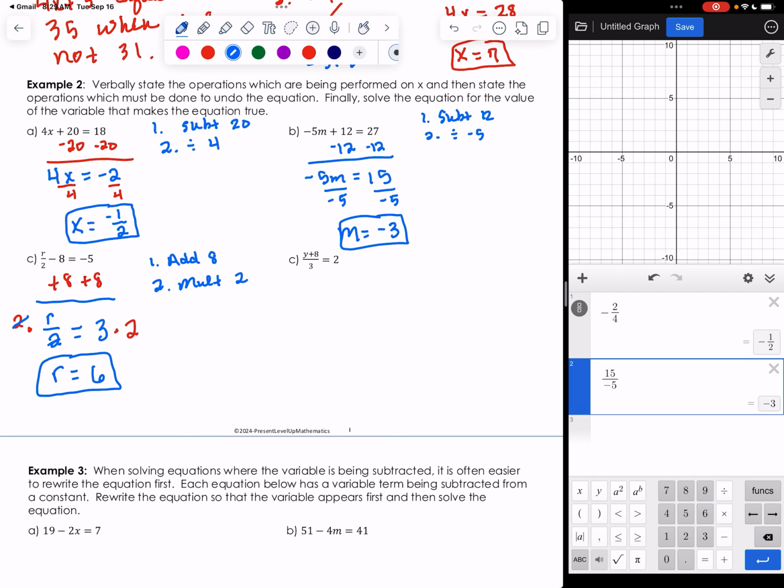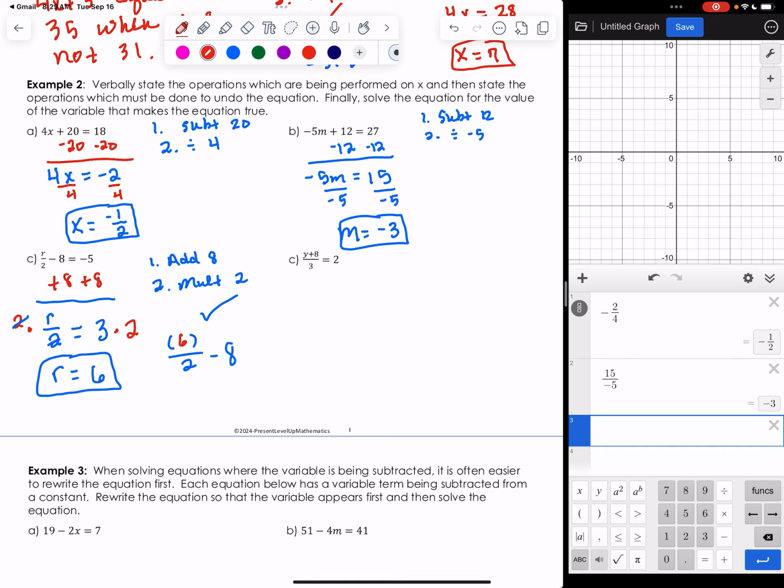Now we can check this one to make sure we did it right. If I replace my variable with parentheses, I want to see if my answer will give me -5. So let's see what happens when I plug in 6. 6 divided by 2 is 3, and 3 minus 8 gives me -5. So this answer checks out.